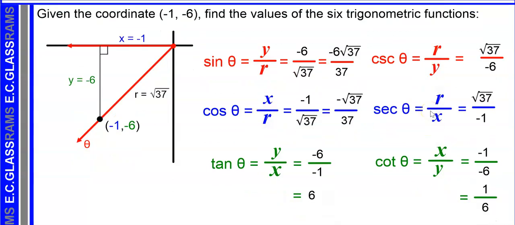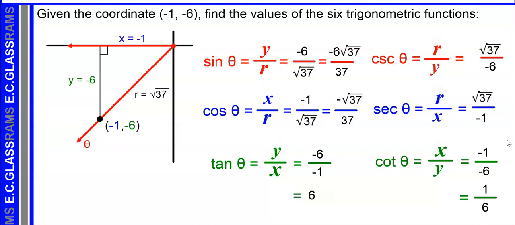A couple other things to note is that for tangent and cotangent, when you have a negative number over a negative number, you can just evaluate it as a positive value. You still reduce it wherever you can. The last thing I will note is that secant says square root of 37 over negative 1. Well, anything over 1 is itself, but because it's a negative, it's going to be negative square root of 37. Again, take note of which trig values were positive and which were negative.